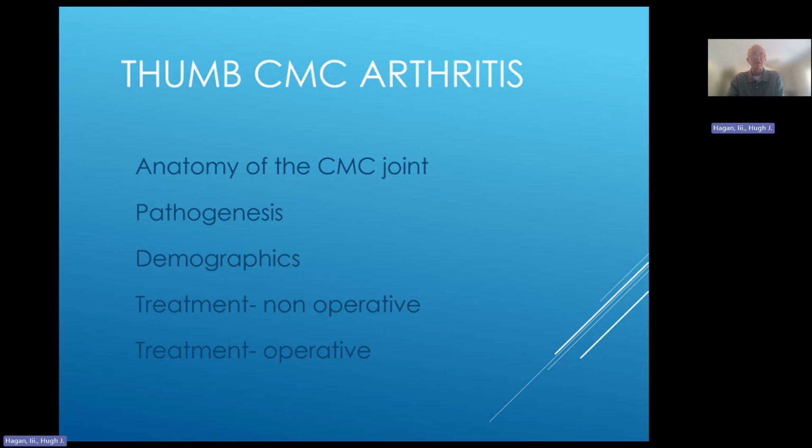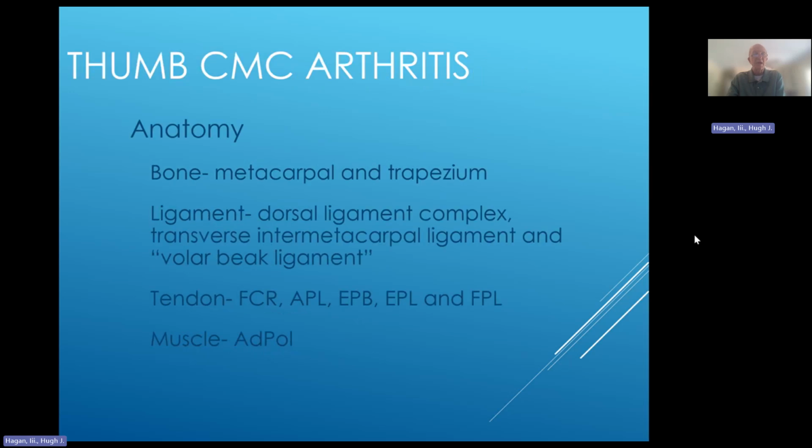We're going to talk about several things: anatomy of the CMC joint, the pathogenesis of primary osteoarthritis, the demographics, who gets it, and treatment, both non-operative and operative. First, let's talk about the anatomy. We're going to discuss bone, ligament, tendon, and muscle.